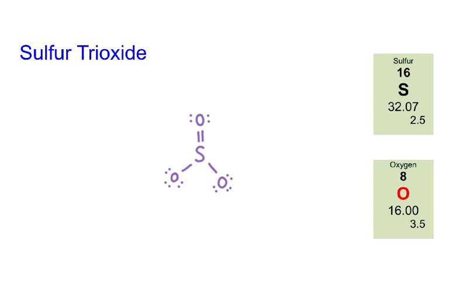Sulfur trioxide, on the other hand, has a trigonal planar shape because there is no lone pair of electrons on the central atom. When we draw the dipole moments, they're symmetrical. This means the molecule will be nonpolar overall because there's no net dipole moment. The electrons are pulled equally in opposite directions, and the dipole moments cancel out. The molecule has polar bonds, but it is nonpolar overall.